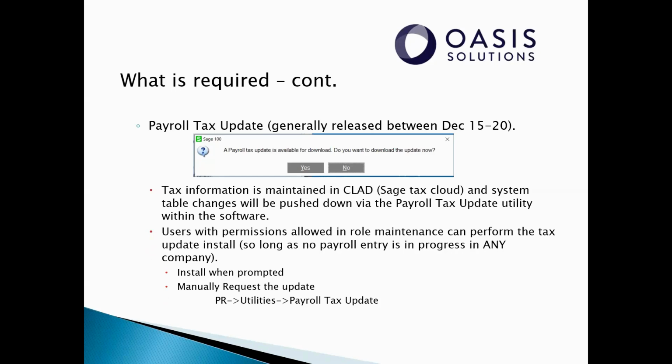You just have to go into the menu to do so through the payroll module, utilities, and then the payroll tax update, and then launch it from there. So also keep in mind that for this install, it is a global install. So you cannot have any payroll in progress in any of your companies. Even if you have payroll data entry in your test company, it's not going to allow the tax update to install. So you have to make sure that payroll data entry is completely empty in all companies in order for that to install.